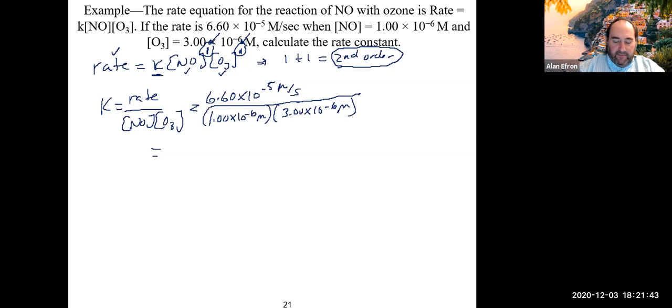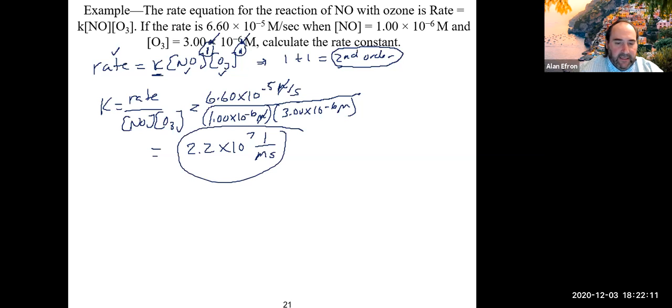So if we punch this in here, we get 6.6. Make sure you use your exponent button, obviously, divided by 1 to the minus 6 and divided by 3 to the minus 6. And it looks like we end up with 2.2 times 10 to the 7 units here. Again, the molarities cancel, giving us 1 over molar seconds, which is a very common unit associated with our second order reaction.